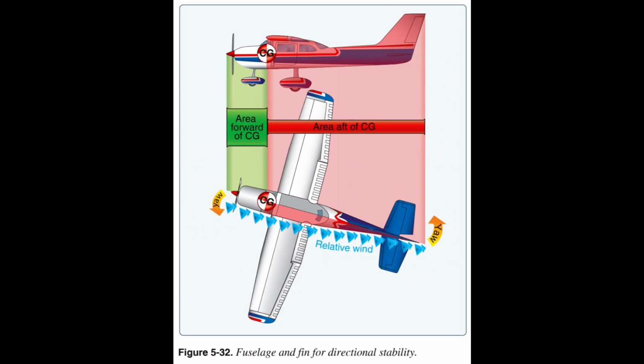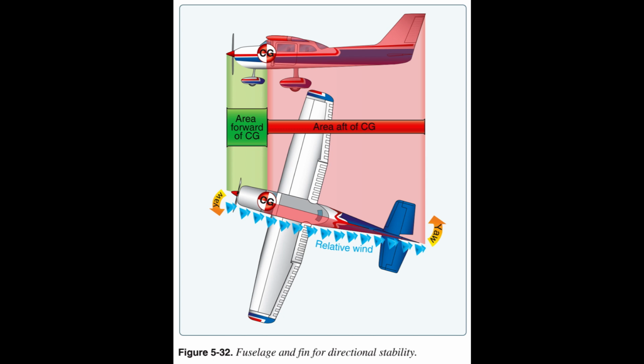Directional stability, yawing. Stability about the aircraft's vertical axis, the sideways moment, is called yawing or directional stability. Yawing or directional stability is the most easily achieved stability in aircraft design.